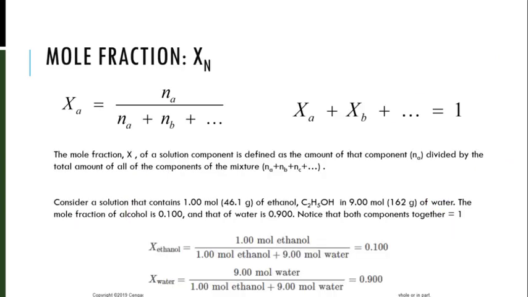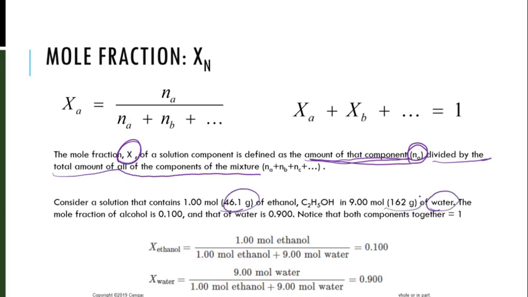We will also be calculating mole fractions. The mole fraction, denoted X, of a solution component is defined as the amount of that component, so the amount in moles, divided by the total amount of all the components in the mixture. So if I was given grams of, let's say, ethanol, and it was dissolved in water, let's say 162 grams of water, I need to get grams of ethanol into moles of ethanol. That would be 1 mole of ethanol.